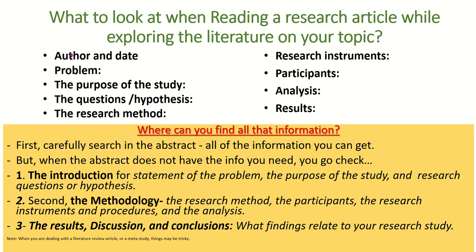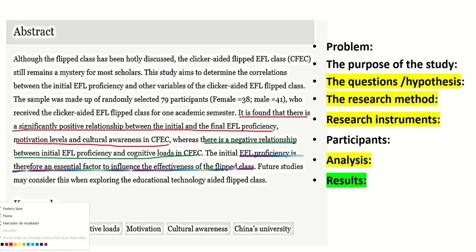For each one of the sources, you need to get the author and date, what the problem is, the purpose of the study, the questions, research method, research instrument, participants, analysis, and results. You might not need to do all of this, but some of them are really necessary for you to include, and that has to do with, for example, the author. Let me see if I can point something here.